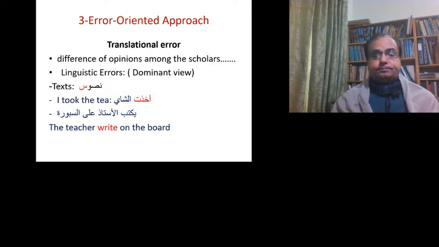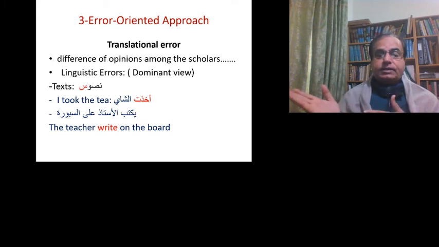But regarding the translation error, there is a difference of opinion among the scholars. They have different opinions about how to define a translational error. Linguistic error is the dominant view, as we have discussed. For example, if I want to translate the word text from English into Arabic, and I write it with seen, I have made a linguistic error. And if I translate tea into Arabic and I say akhaztu ashai, I have made this linguistic error, maybe.